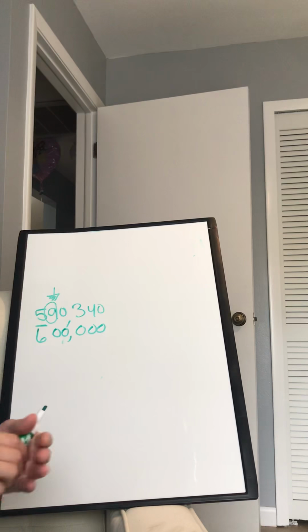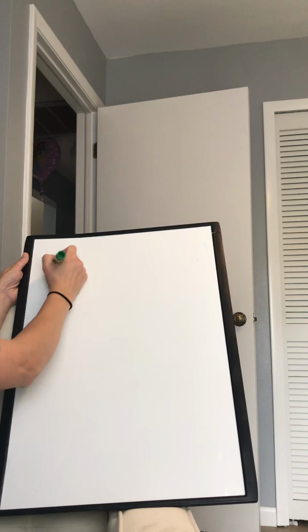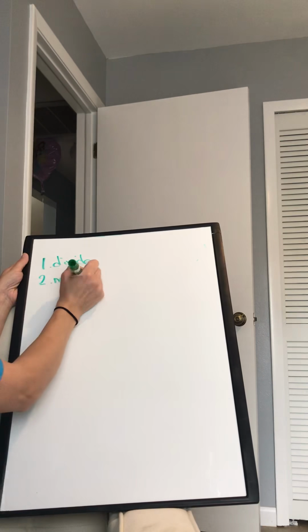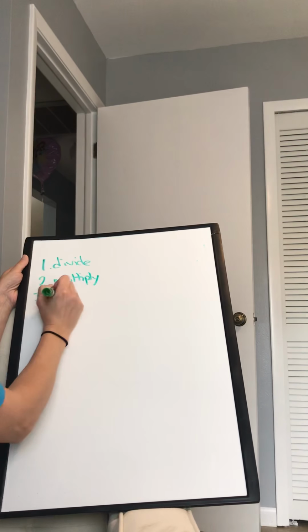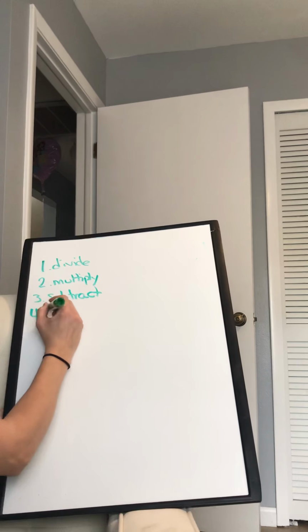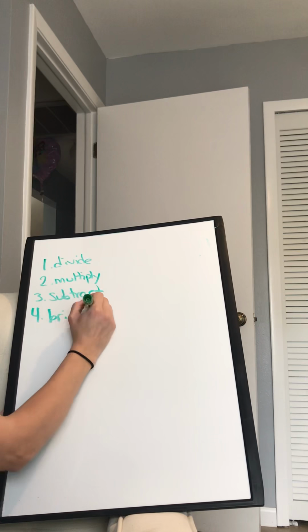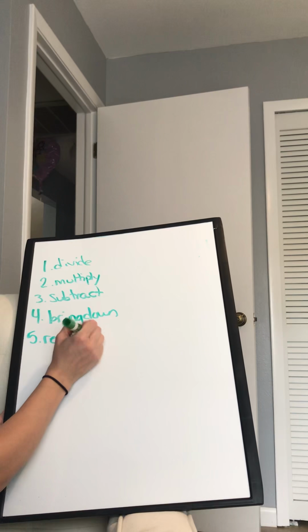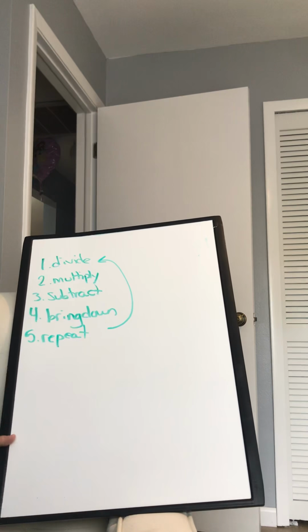Okay, so the first thing that I want to talk to you about are the steps to dividing. So let's go over those really quickly. Step number 1 when we divide is to divide. Step number 2 is multiply. Step 3 is to subtract. Step 4 is to bring down. And step 5 is to repeat, which means we just start back at step number 1, divide, okay?